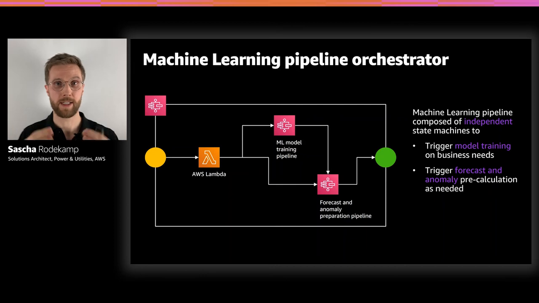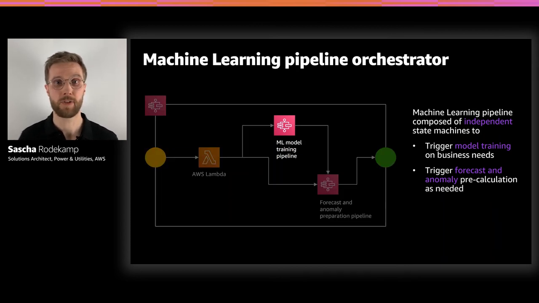Then we are entering the upper branch and we are training or updating the model. If the model is up to date, we can enter the lower branch and here we pre-calculate anomalies and forecasts. But first, let's focus on the upper branch, so on the actual model training.